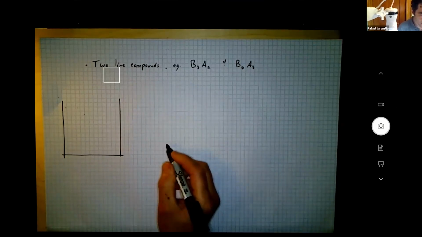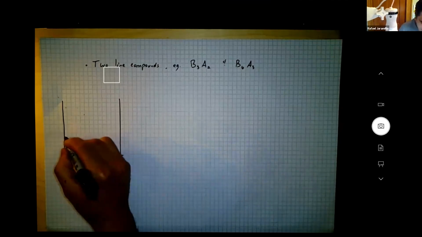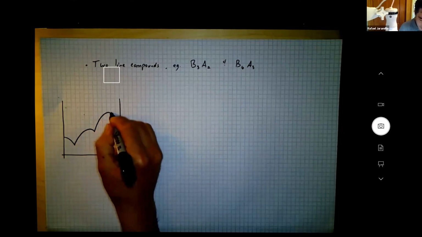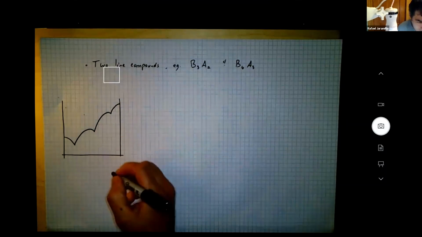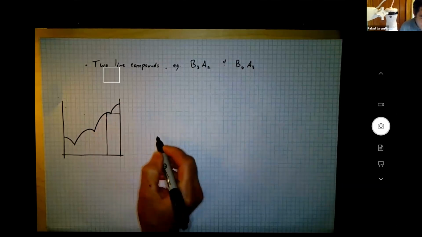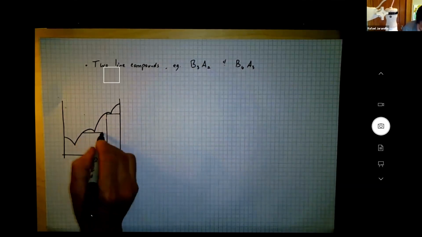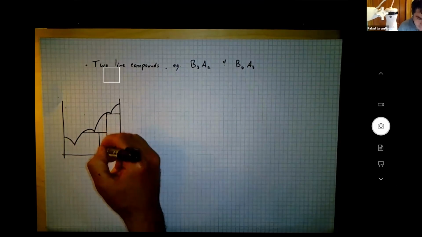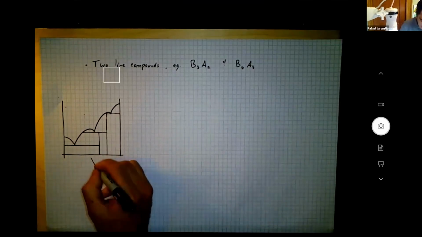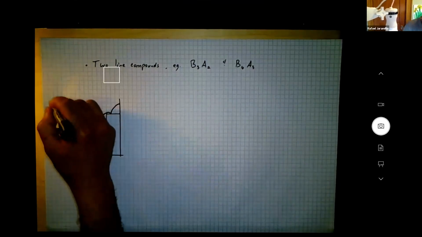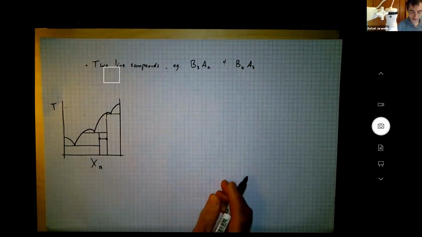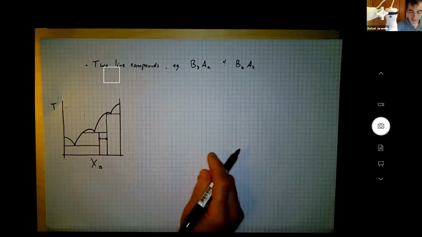So what did I have? I had like this, and then like this, and then like this. That means I had a congruent melter. Then I drew a peritectic, and something like this. I had this complicated thing which I drew. The point is not the complicated thing. It's really that I have some two-phase region down here at low temperature where I have two line compounds coexisting.